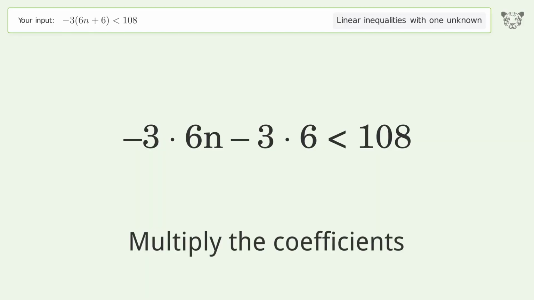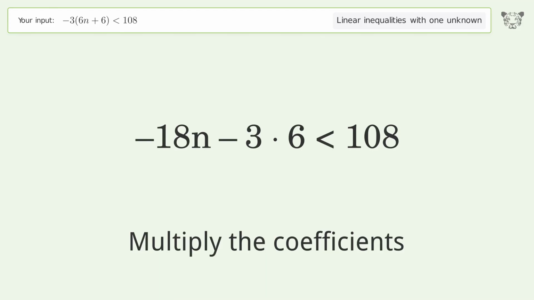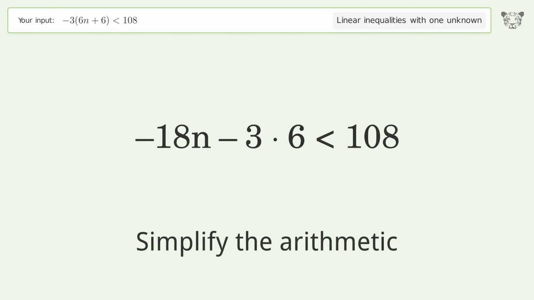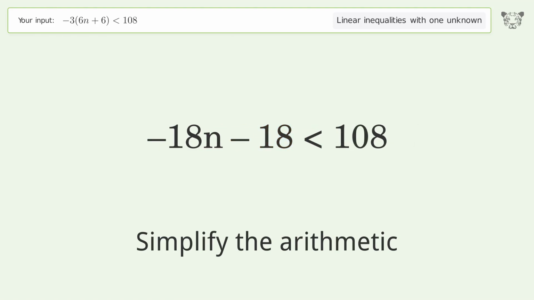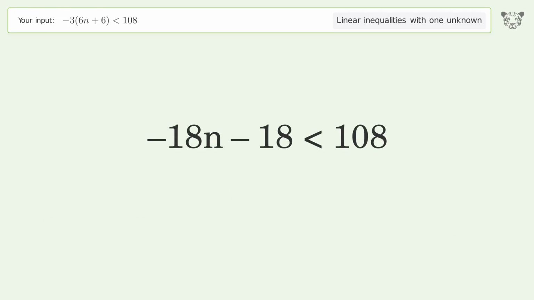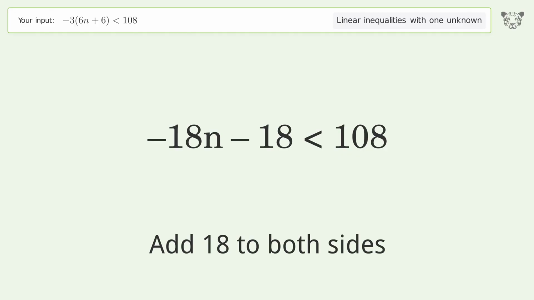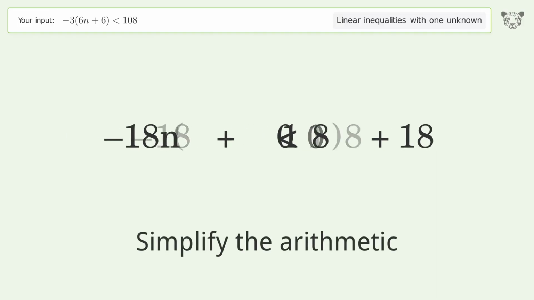Multiply the coefficients. Simplify the arithmetic. Group all constants on the right side of the inequality. Add 18 to both sides. Simplify the arithmetic.